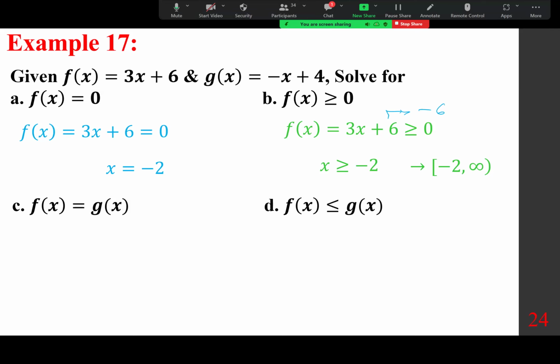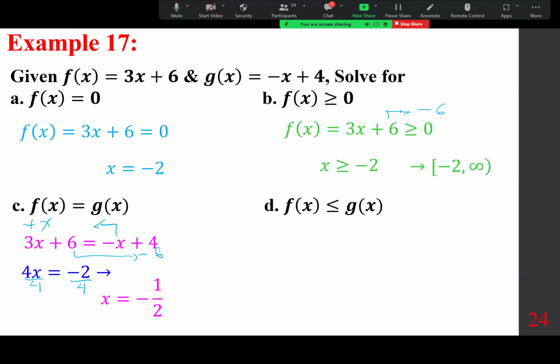f of x equals g of x. Set the two functions equal. Add the negative x to the other side, becomes positive x. Subtract the 6. And 4x is negative 2. And there you have it, x equals negative 1/2.